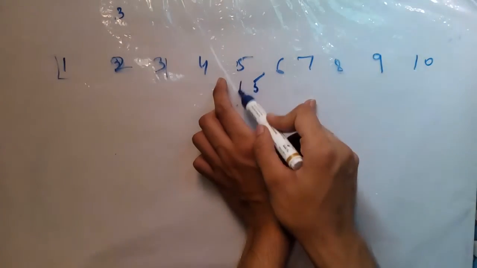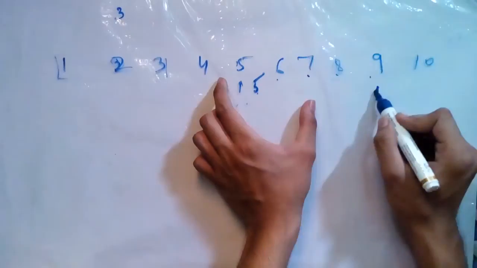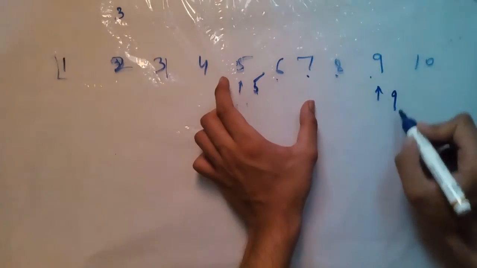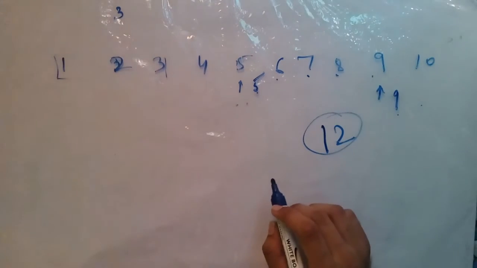So after this one, which one is the fifth packet? 1, 2, 3, 4, 5, 9. 9 would be lost, so again 9 would be sent again. Then the fifth packet, 1, 2, no more fifth packet. So how many in total packets are being transmitted? Total 12 packets are being transmitted.